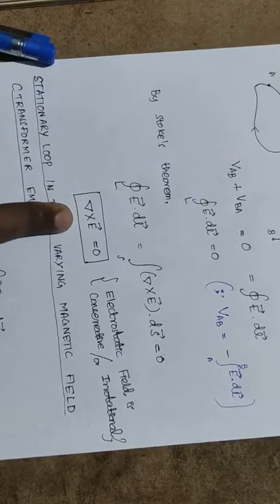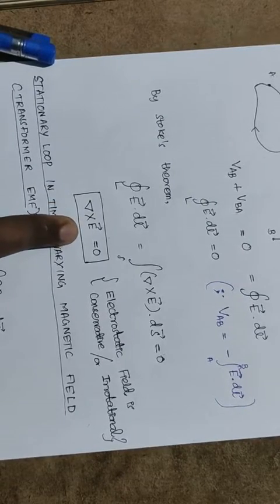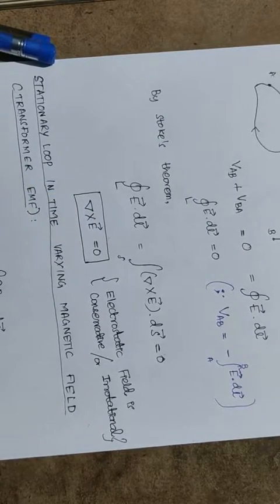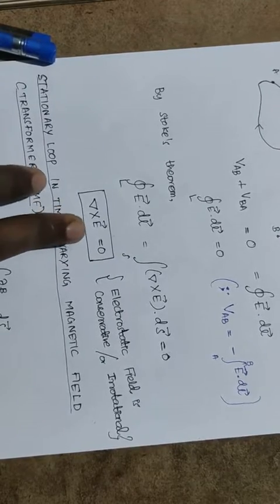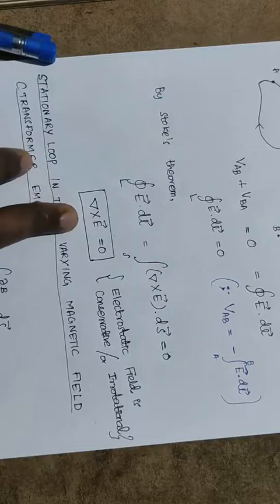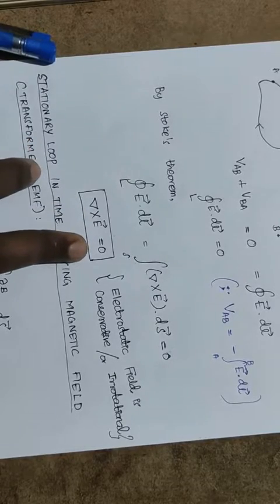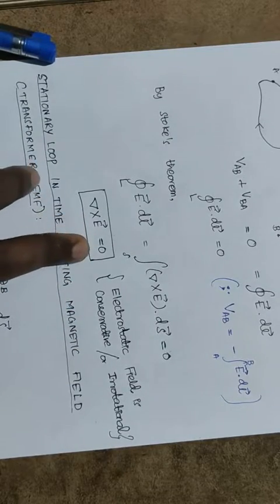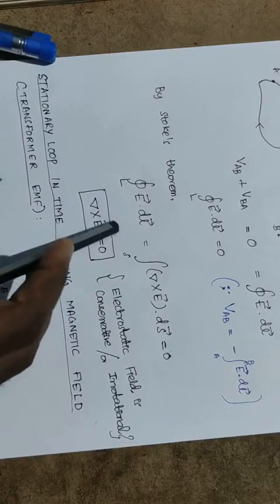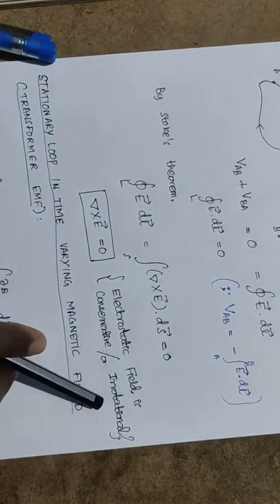Whenever del cross some vector, it is nothing but curl. This is also from vector calculus only. Del cross some vector we call curl. When the curl of some vector is 0, we call that vector a conservative vector or irrotational vector. Here del cross E vector equal to 0, so the electrostatic field E vector is conservative or irrotational.